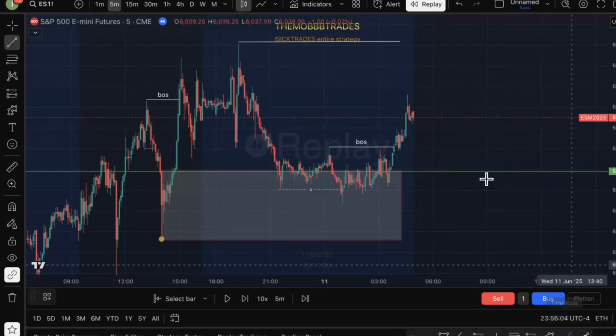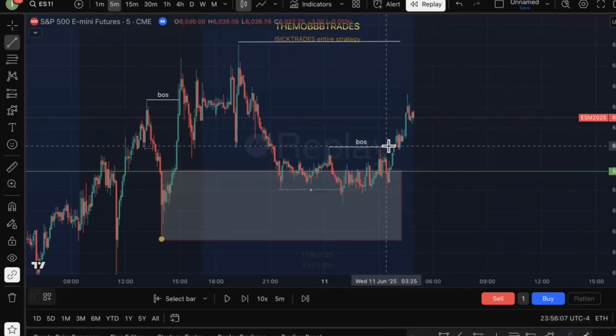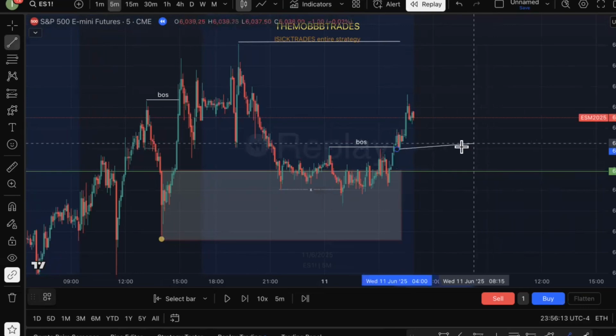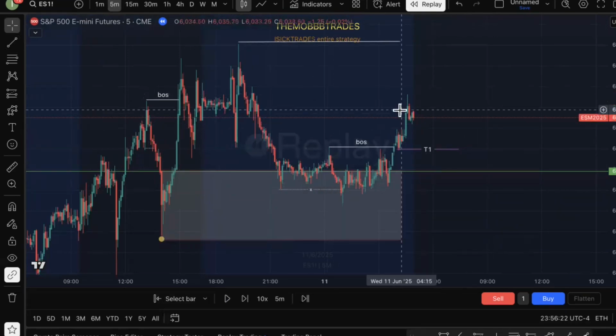Boom. So I see a T1. I see we broke structure right here. Then we pulled back right here and came back up. That first pullback is again what I'm going to identify as my T1. Now, to enter this trade, I'm not sure if I've ever gone over entries, but I'll give you a sneak peek of what I do. I find my entries on a higher time frame than I find my T1.